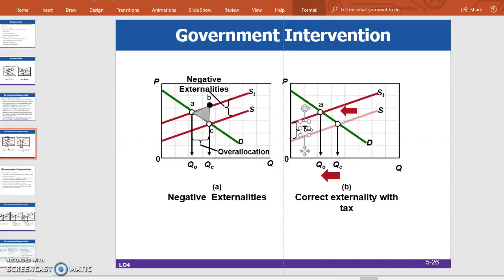Because the tax will be added like one component of the cost. So we know that when the cost of production goes up, the supply curve also goes up, right? As a result, when tax is imposed, the supply curve will shift from S to ST, reflecting higher cost. And as a result, output will decrease from QE to Q0. See, this was the problem, over allocation. Now that problem of over allocation is solved because we are producing Q0 here.